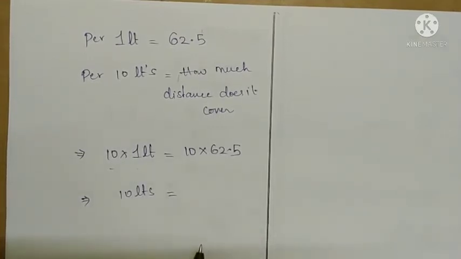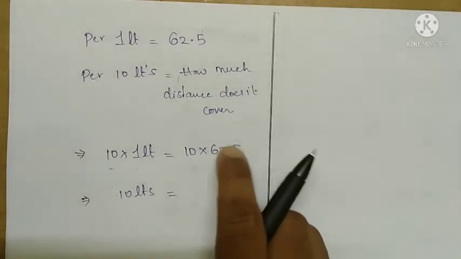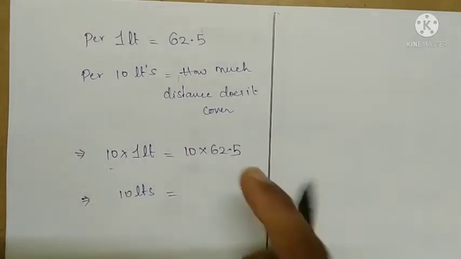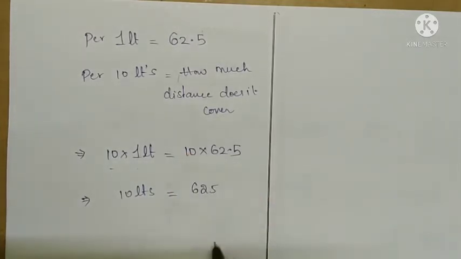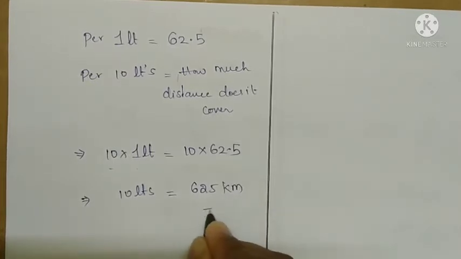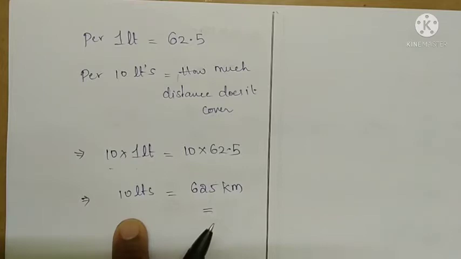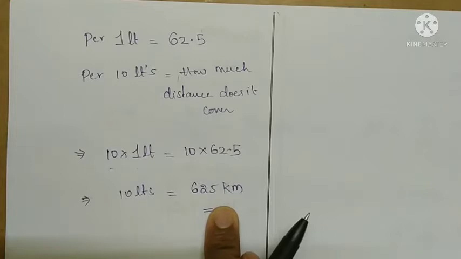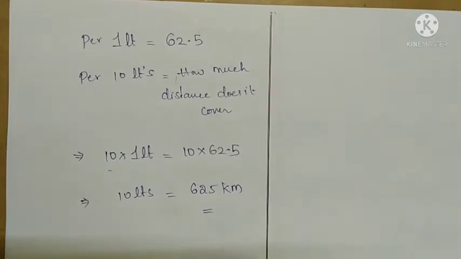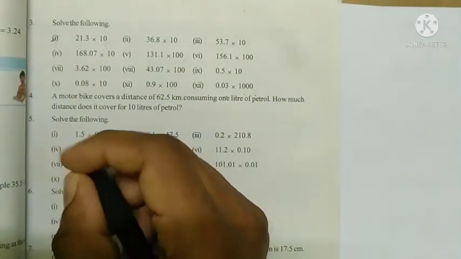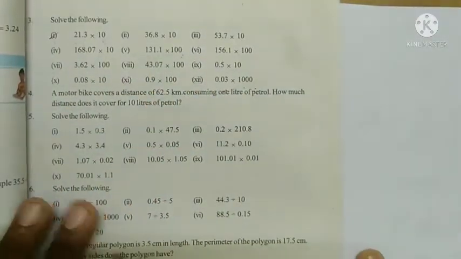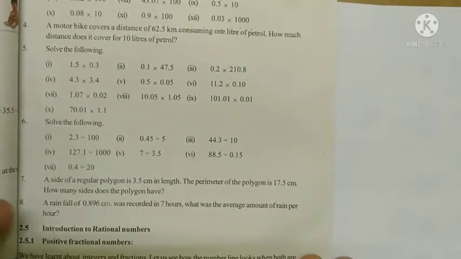This is the multiplication of decimal number by 10. So 62.5 into 10 means 625 kilometers. This is your final result. For 10 liters, how much distance does it cover? 625 kilometers distance does it cover. Okay, right. Okay, my dear students, in this third Roman, remaining all questions as your homework. So, fifth Roman, solve the following.